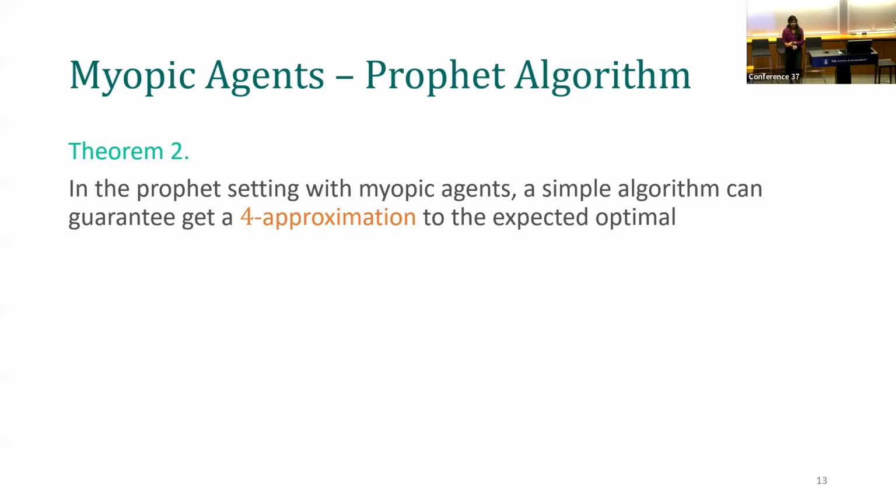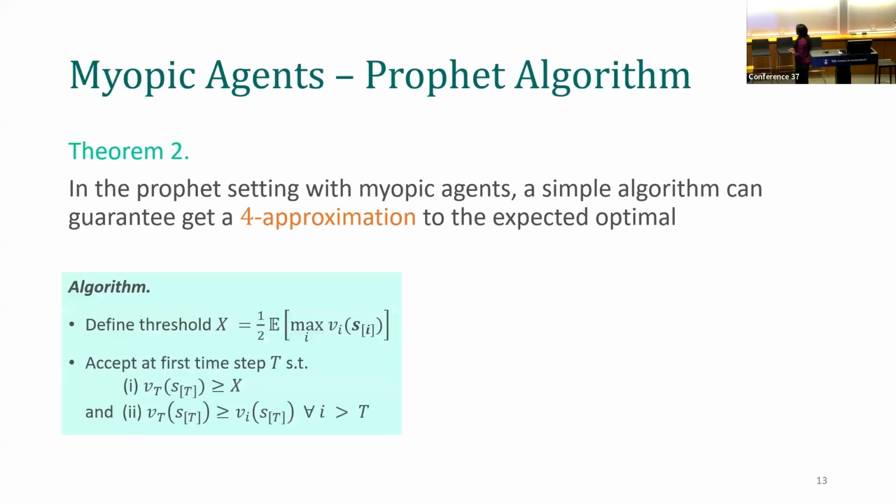So the main positive theorem is that in the profit setting with myopic agents, a simple online algorithm can get a 4 approximation to the expected offline optimum. This is really a simple algorithm that builds upon the classic threshold algorithm for profits that probably most of you know. I'm going to define a threshold x that is equal to half of the expected optimal, and then I'm going to look at the first time t such that the value at time t, Vt, is greater than the threshold x.